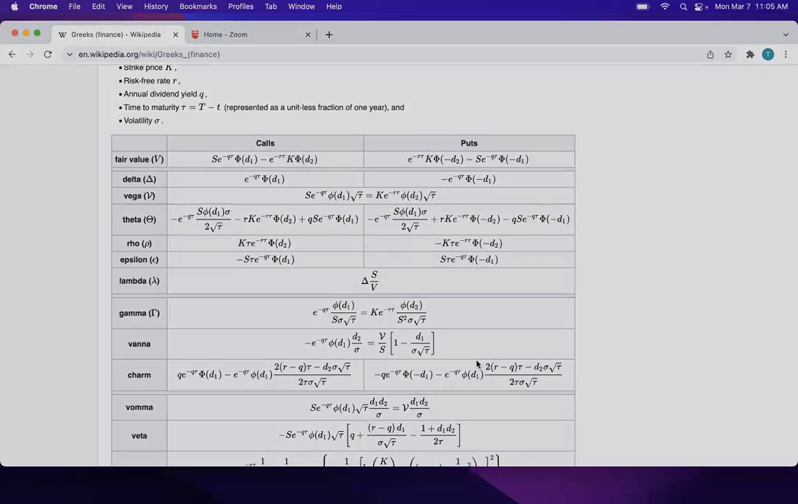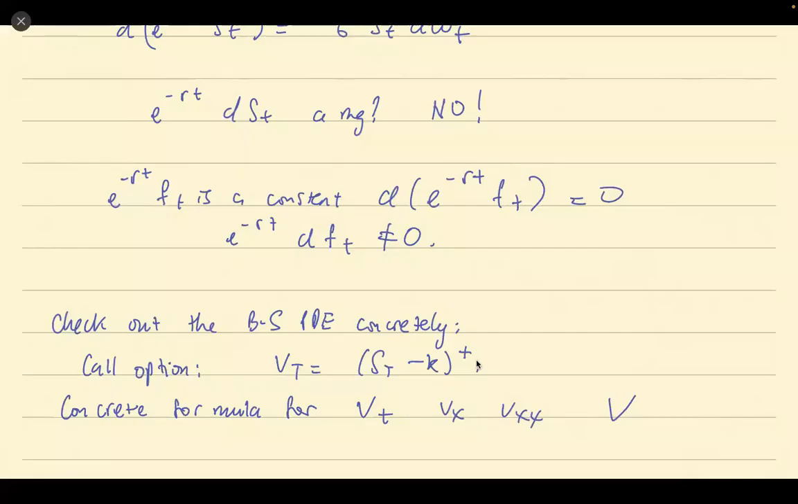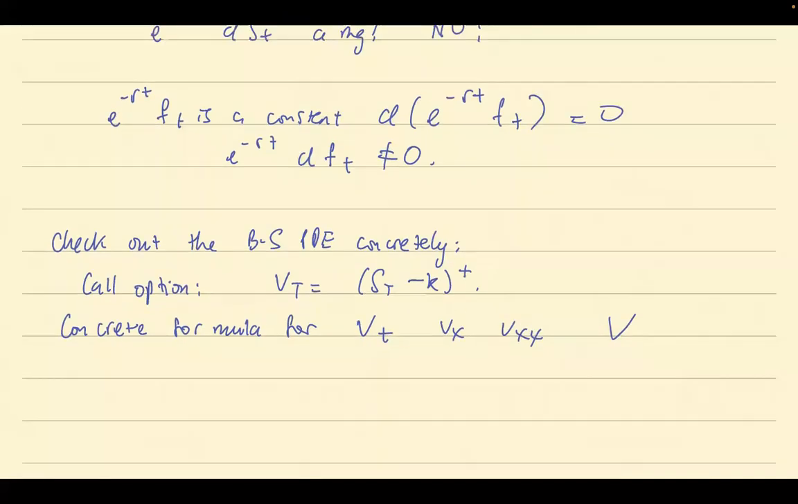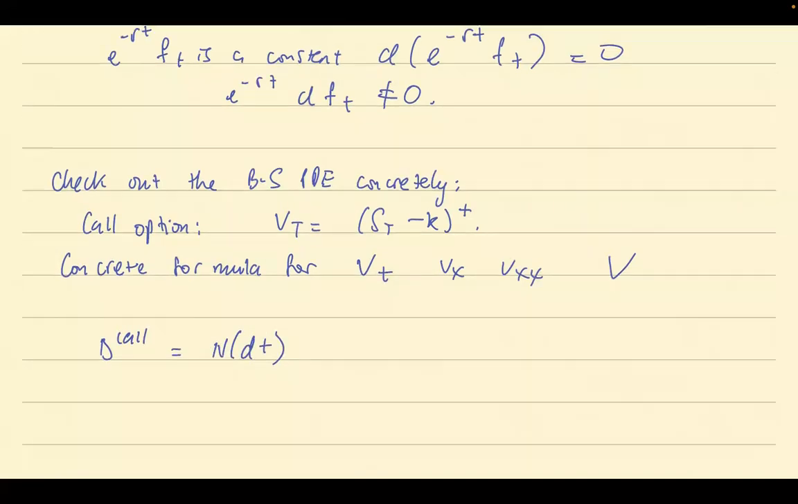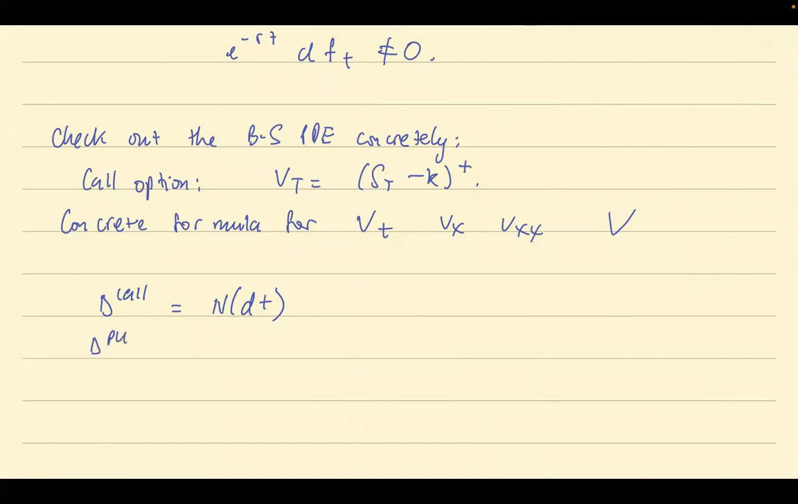They list it out, right? But it's redundant because why? If you have the delta of the call, so delta call, this is the only thing I know, by the way, is N(d plus), then what is delta put? Well, it should be this, I think.